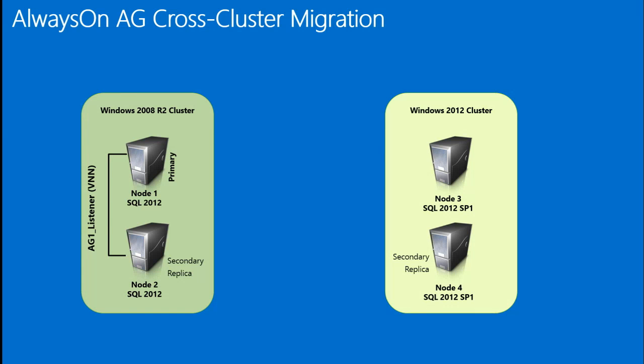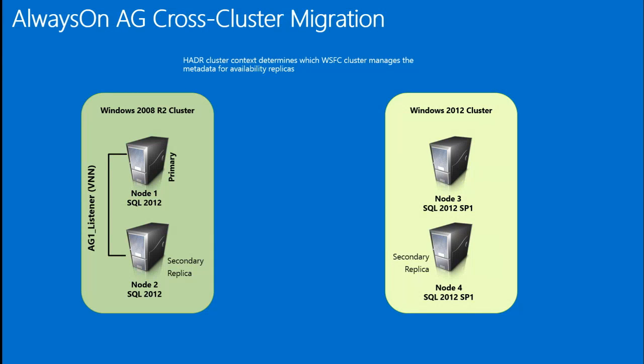So the way we did it: the left side is the current environment. We introduced 2 new VMs with a Windows 2012 cluster, and both on the right side are SQL 2012 SP1. On the left, it doesn't matter if it's SP1 or RTM, it still works. But the new nodes, the new SQL instances on the right, have to have SP1 installed, because that's a new feature in SP1.